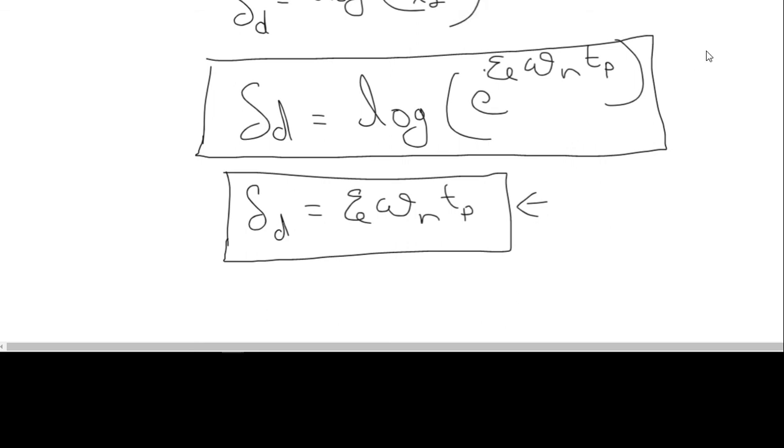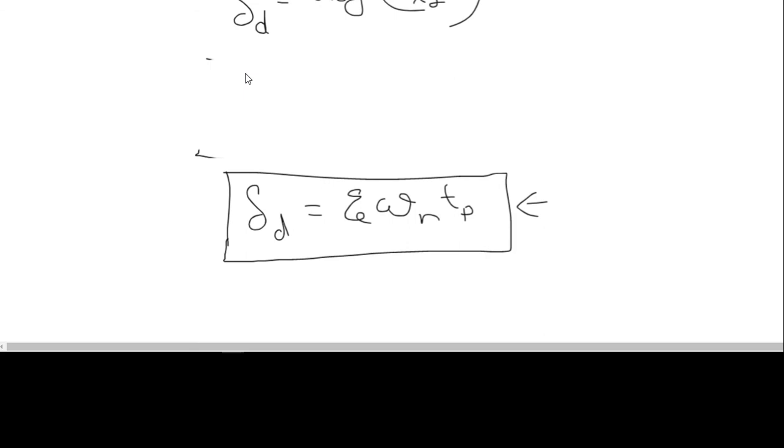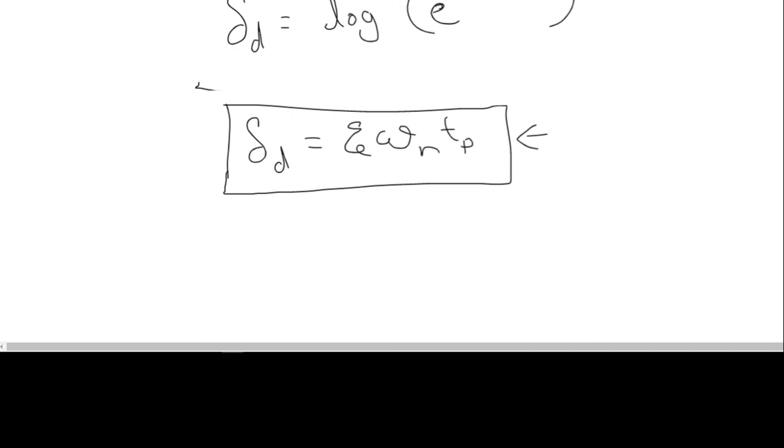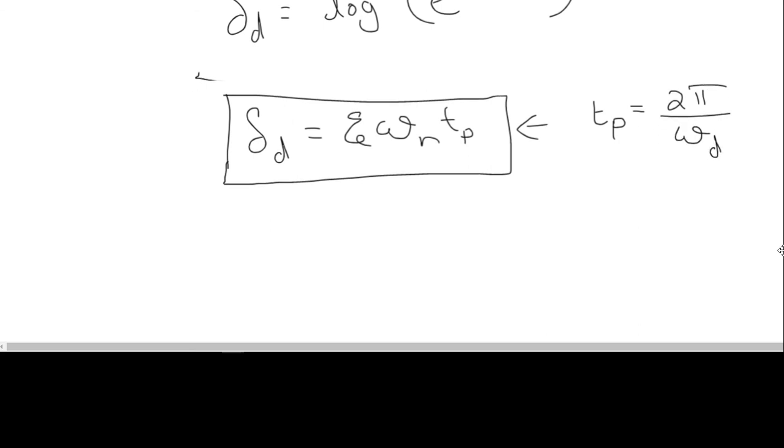You can use that last one rather than the first one because we can reduce it to a simpler form. So we'll get delta d is equal to log e to the power of epsilon omega n Tp. Since natural logarithm and exponents are inverses of each other, that will cancel out. So this is our equation for logarithmic decrement. And we can substitute Tp, our time period, as 2 pi by omega, and in this case it is omega of damping, so omega d.